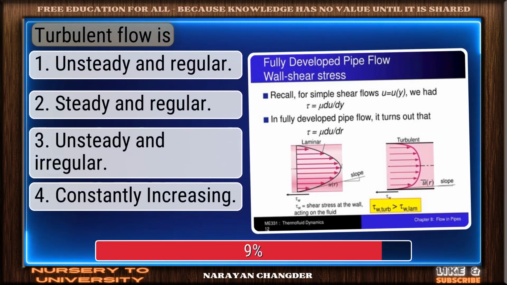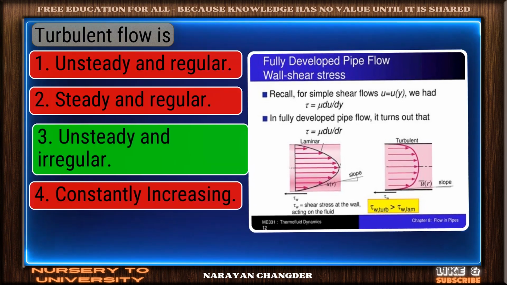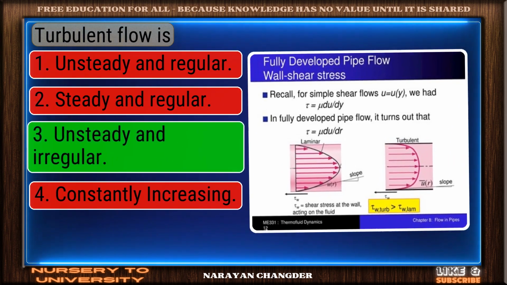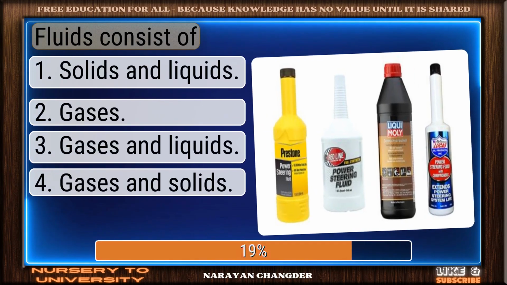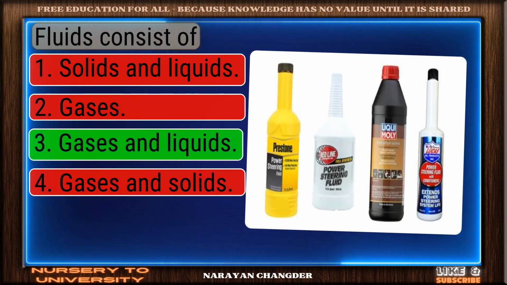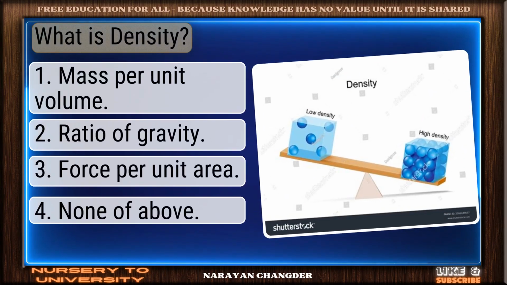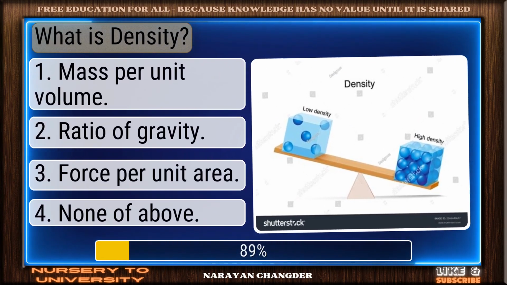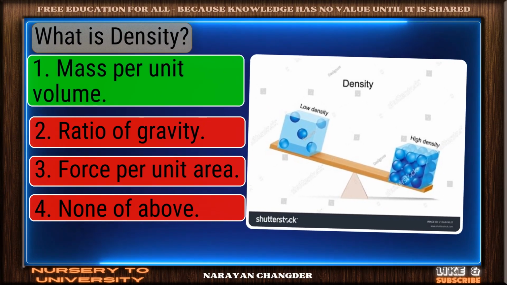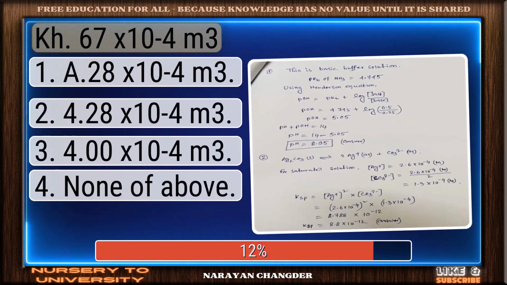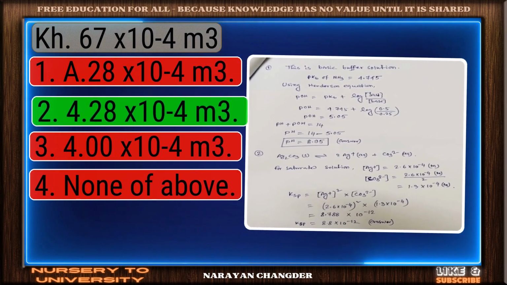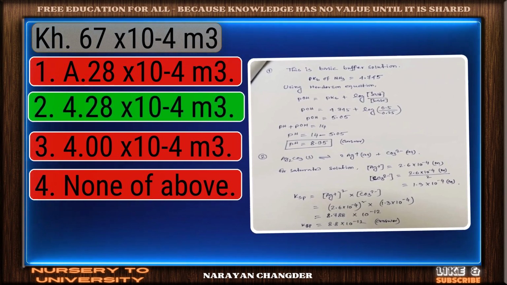Turbulent flow is. Well picked. Unsteady and irregular is the correct answer. Fluids consist of. Solid response. Gases and liquids is a valid choice. What is density? Right choice. Mass per unit volume is the best answer. 67x10^4. Good thinking. 4.28x10^4 m³ is the right answer.